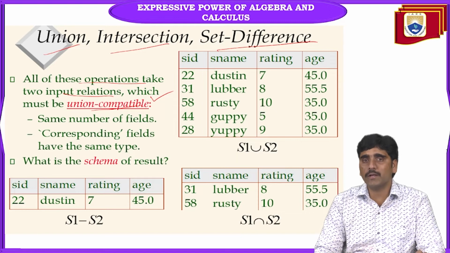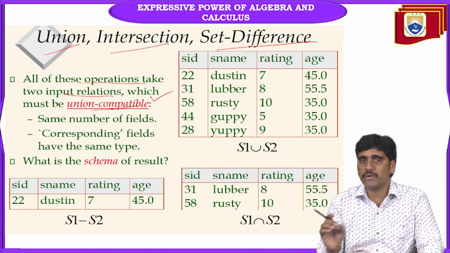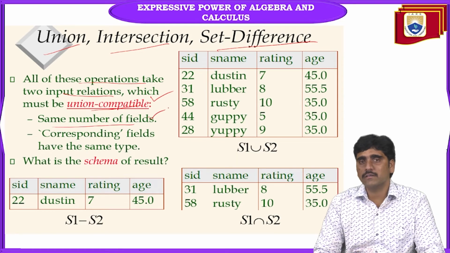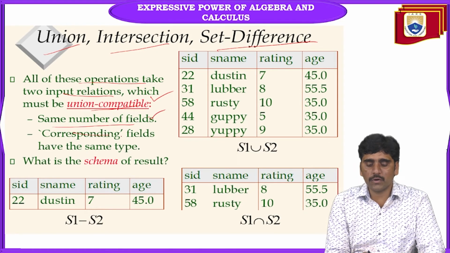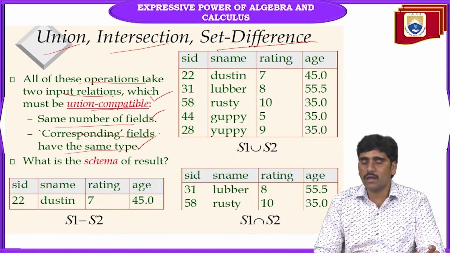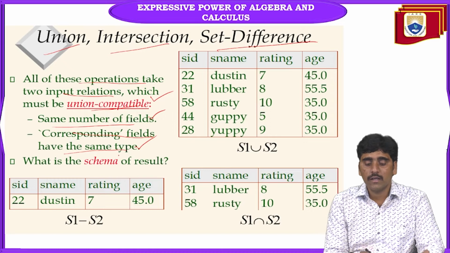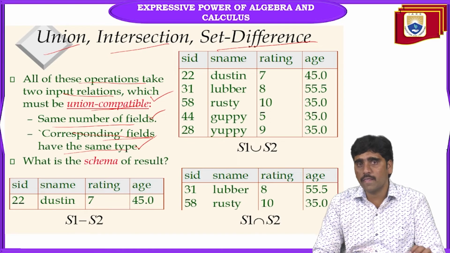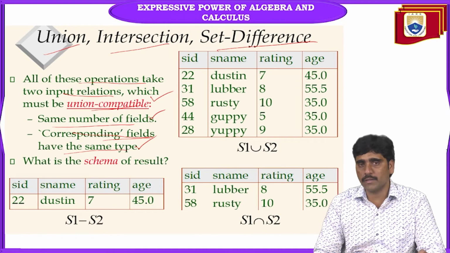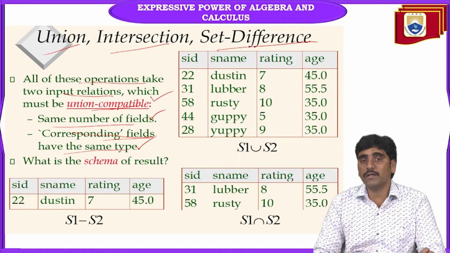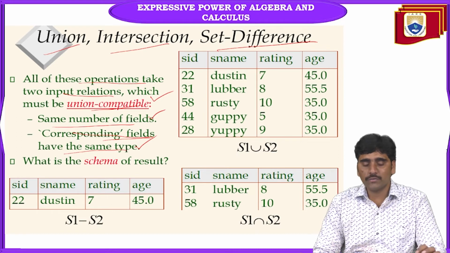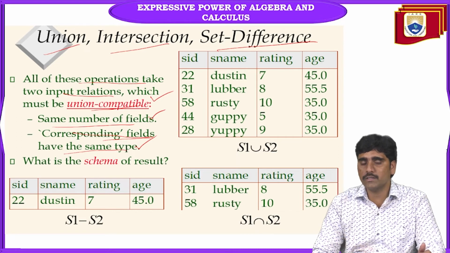That means union compatible must satisfy some conditions. That is, one, same number of fields, and two, corresponding fields have the same type. So the same number of fields should be there, and corresponding fields must have the same type. That is nothing but the data types will be the same. So column size will be the same as well as the data types will be the same.